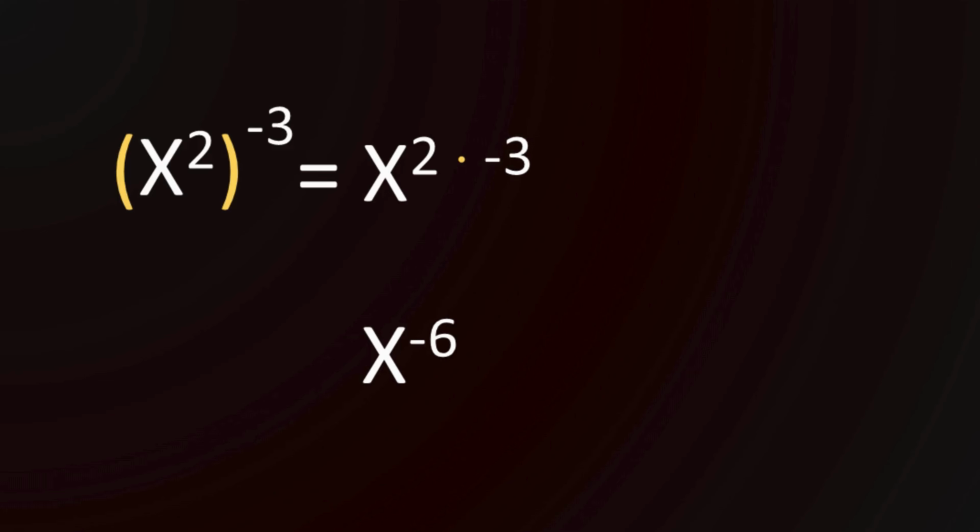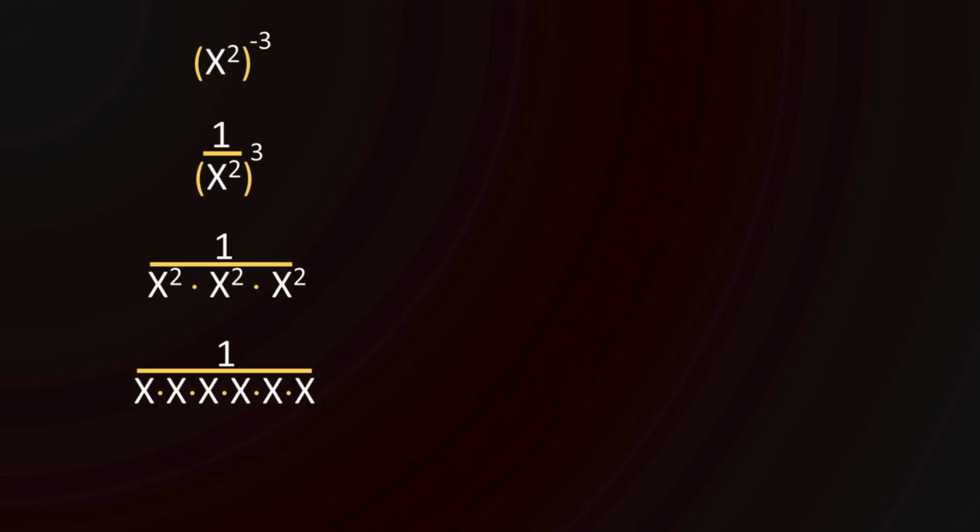To see if that's true, we'll need to use the law we just learned about negative exponents and rewrite this as 1 over x squared to the power positive 3. That simplifies to 1 over x squared times x squared times x squared, which in turn simplifies to 1 over 6 x's being multiplied together. And that all checks out, because 1 over x to the power 6 would be the same as x to the power negative 6.